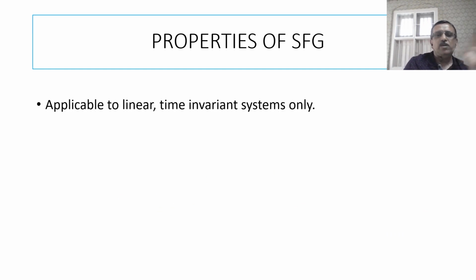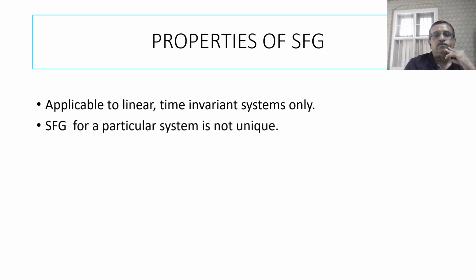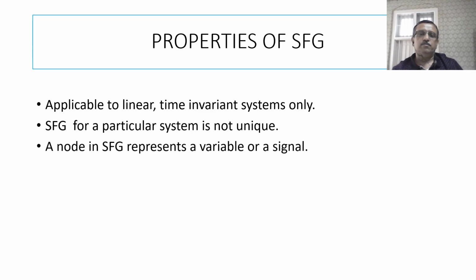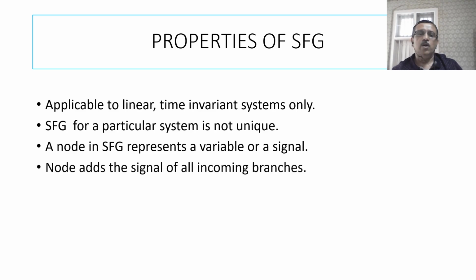So it is applicable to linear time invariant systems only, signal flow graphs. For a given system, you can draw many signal flow graphs. It's not unique. A node in a signal flow graph represents a variable or a signal. Node adds the signal of all incoming branches. So that requires some explanation.